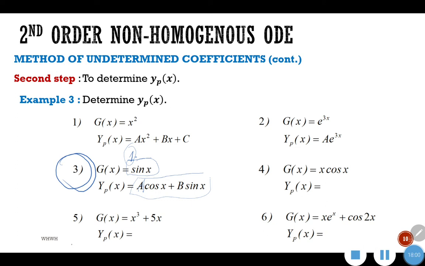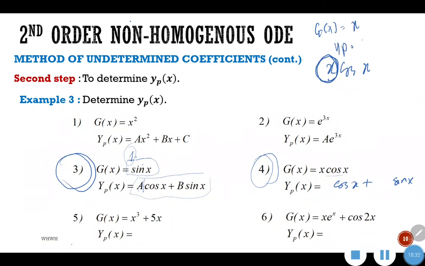Alright. And then have a look at number 4 here. For number 4, we have x cos x. Okay, in front it is like this one too. That means even though in gx there is only cos, for your yp you need to introduce cos x plus something sin x. And since in front there is an x, if you just consider gx equals x alone, what is yp? yp will be equal to ax plus b, am I right? So this one is the same.